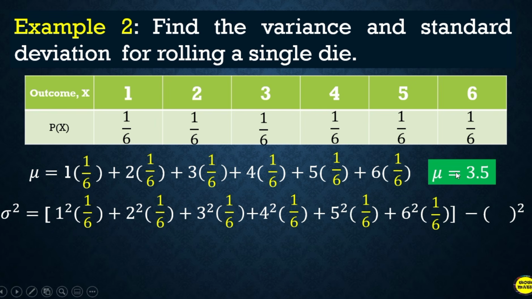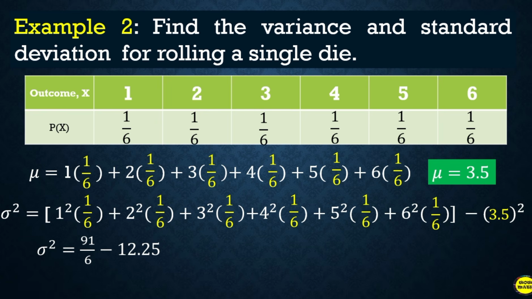So ano yung mean natin na nakuha? That is 3.5. And then, i-add natin to mula dito hanggang dito. So, pagka-add natin, makukuha nyo dyan is 91/6. So, makukuha nyo dito is 91/6 minus the squared of 3.5. So, 3.5 squared is 12.25. So, pwede nyo i-check yan using your calculator.